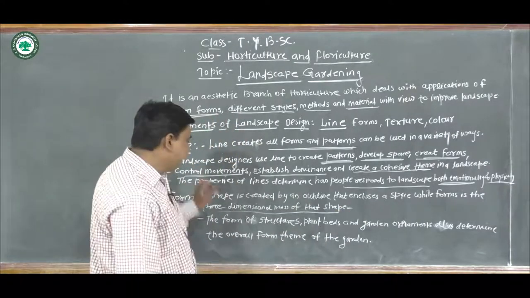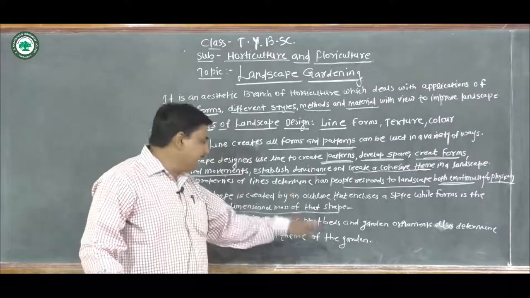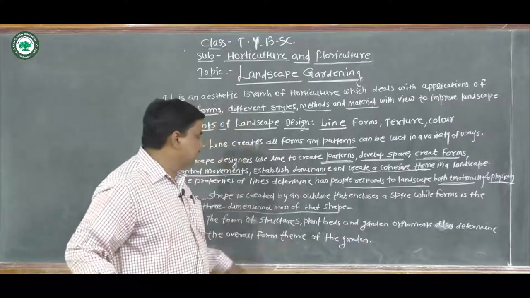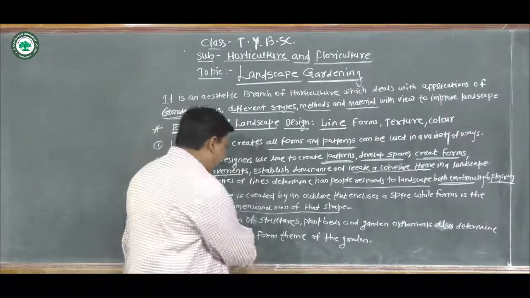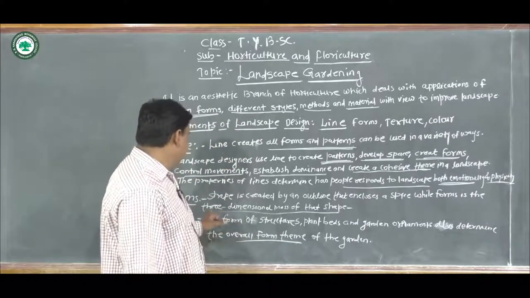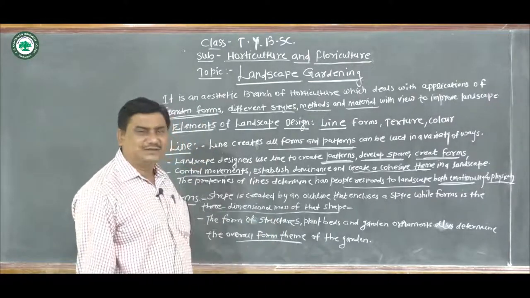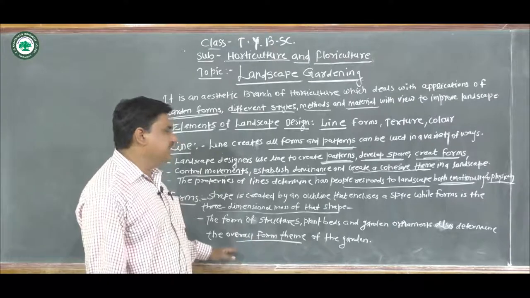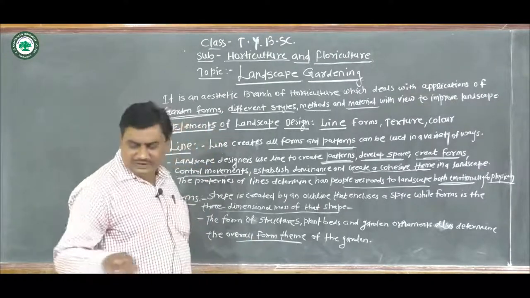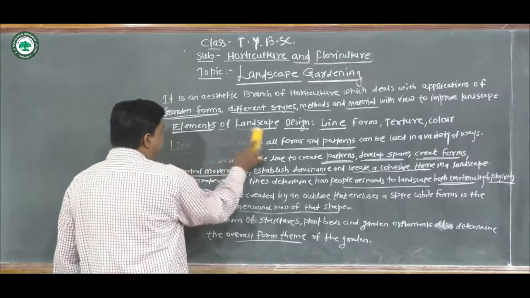The form of structure, plant beds and garden ornaments also determine the overall form or theme of the garden. So here, the form of structure, plant beds, and garden ornaments also determine the overall form or theme of the particular garden. Okay, so this is about the line and forms.